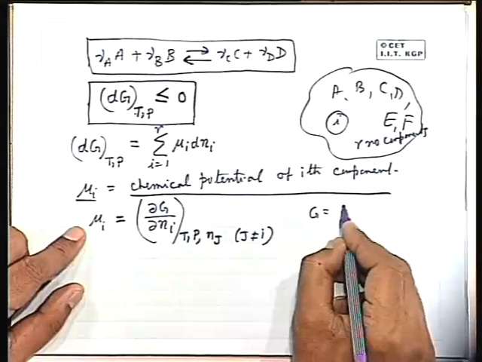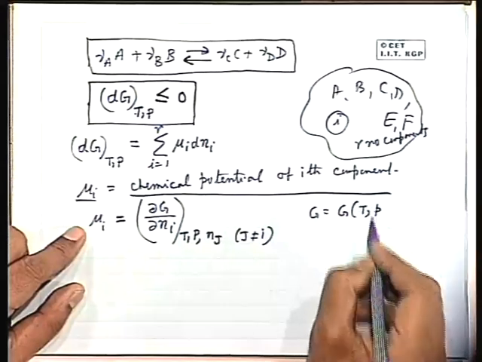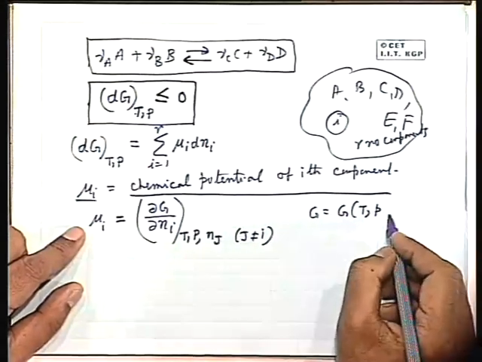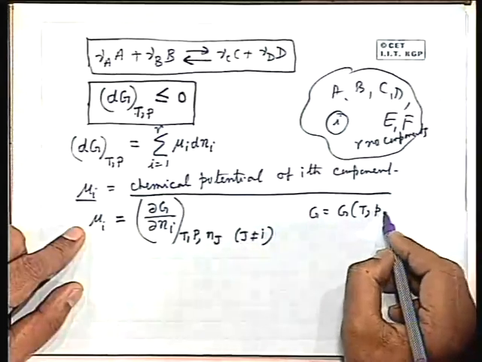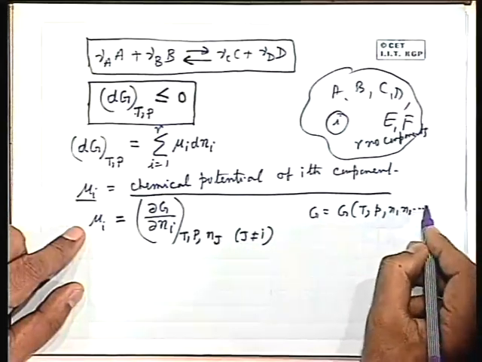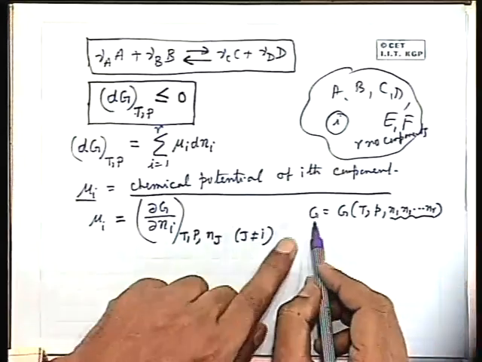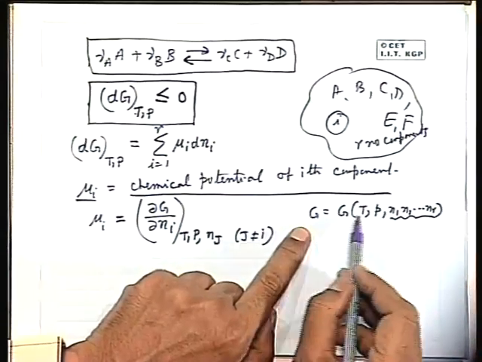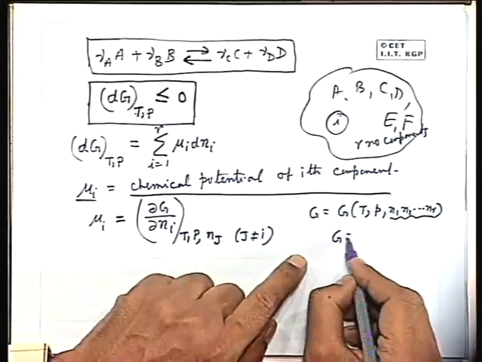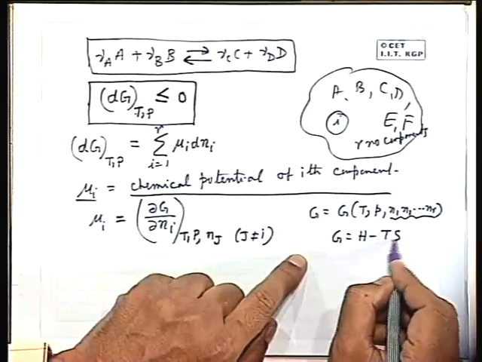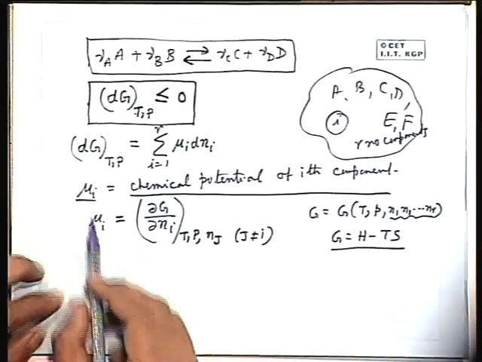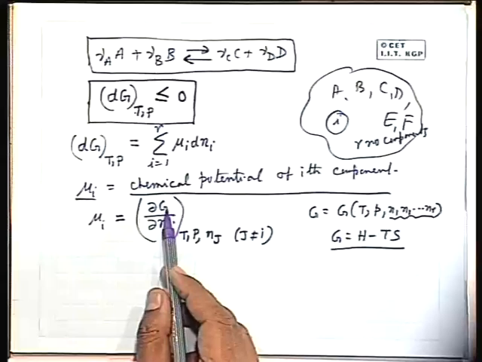This comes from here. We consider G as a function of T, P and mass, but in the case of a multi-component system, it is n1, n2, up to nr, the number of moles of all the components. If we take the total differential of it and use the definition G equals H minus TS, then you get this expression, mu i as del G by del n i.